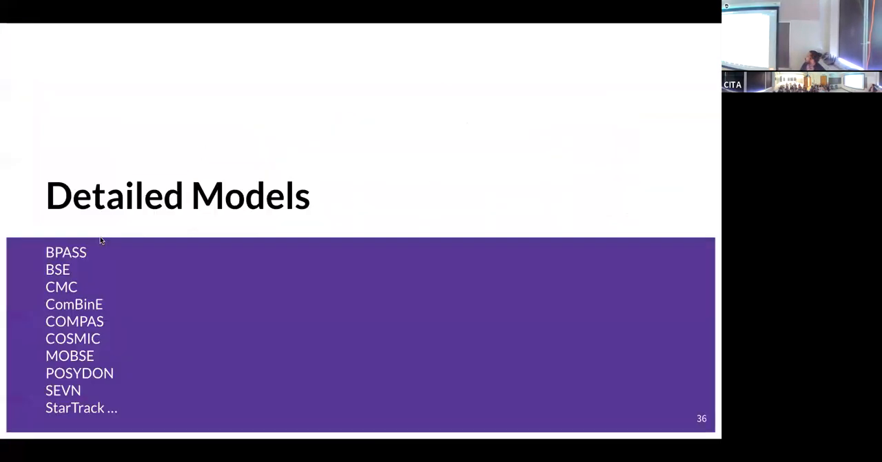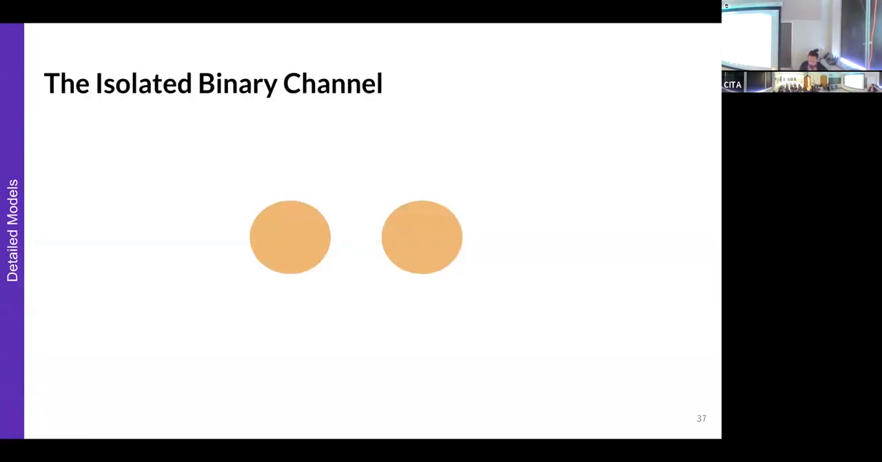Okay, I'm going to skip through a couple more slides because I want to get to some of the detailed modeling before we wrap up here. So in these detailed models, people are actually simulating, for example, pairs of stars from ZAMS through till when they become two compact objects and merge. So these models can be very expensive to run, but I'm going to highlight just one of the possible channels.